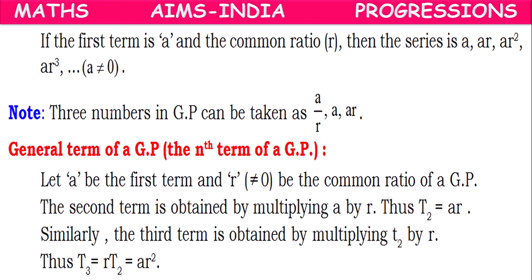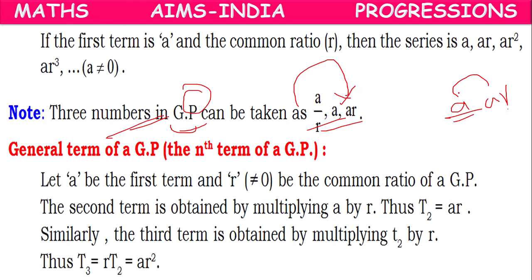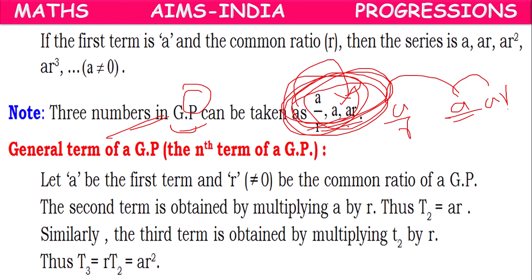Suppose if you want to take three numbers in a GP for our calculation purpose, we can take A as the middle term. After A we can have AR, before A we can have A by R. We can take three terms like this.